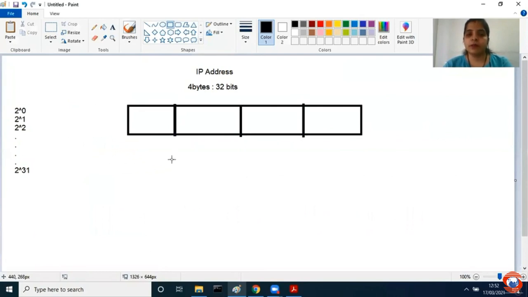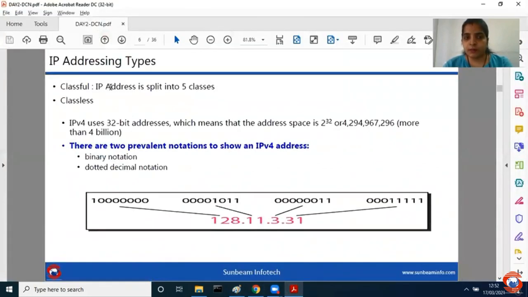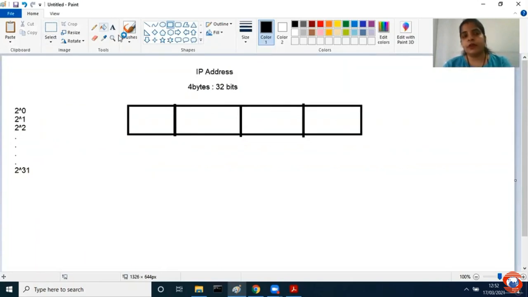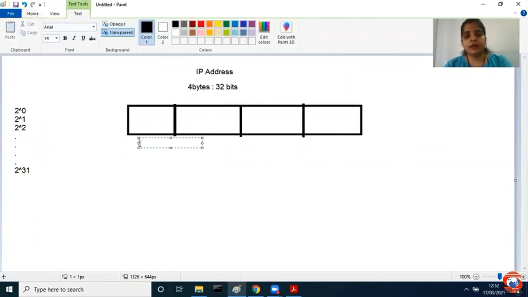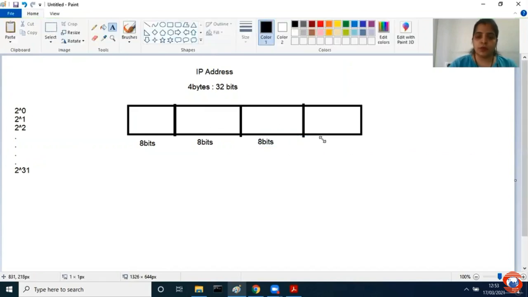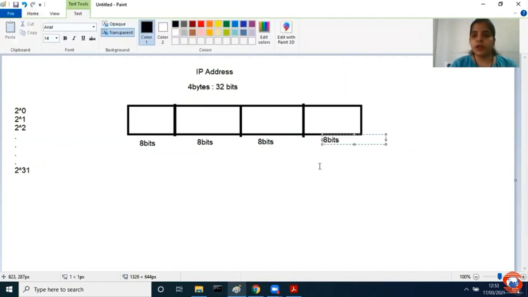4 different octets. That's the reason we say this is the first byte, second byte, third byte, and fourth byte. So the IP address is basically divided into 4 octets. Now, first question to all of you, can I say here the total bits are 8 bits, here also 8 bits, here also 8 bits, and here also 8 bits, right?